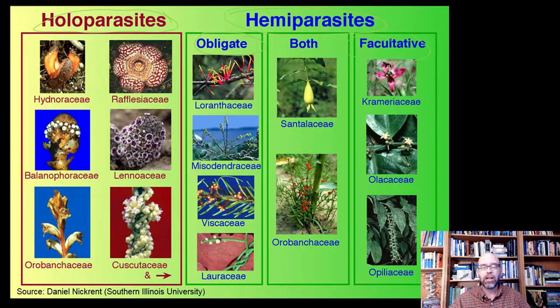So if they're around the right host species, they could connect with it and obtain some resources from that host, but they don't necessarily need it to survive. The obligate one must be in a host at all times for its survival. And then the holoparasites obviously are completely dependent on hosts because they require everything from their hosts.